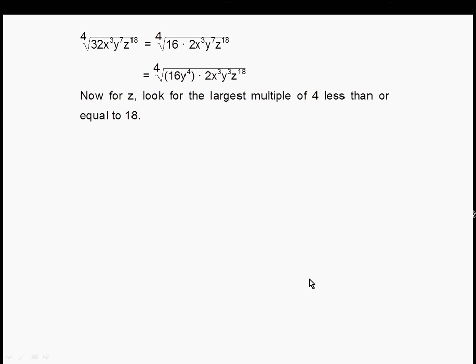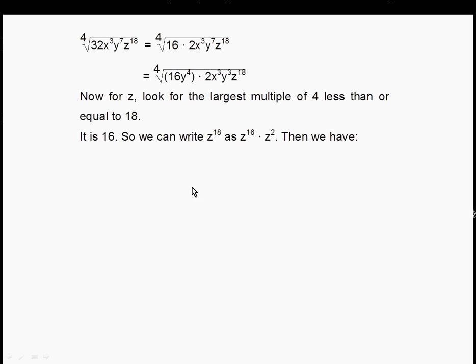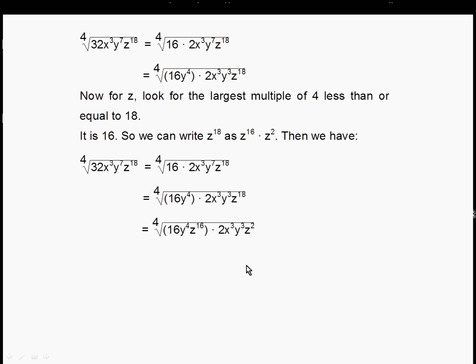For z, the largest multiple of 4 that is less than or equal to 18 is 16. Remember, they go 4, 8, 12, 16, then 20. So I'm going to write z to the 18th as z to the 16th times z squared. The z to the 16th will join the 16y to the 4th. The z squared will join the 2x cubed y cubed. Okay, so that was where we had before, and now we're down to here.